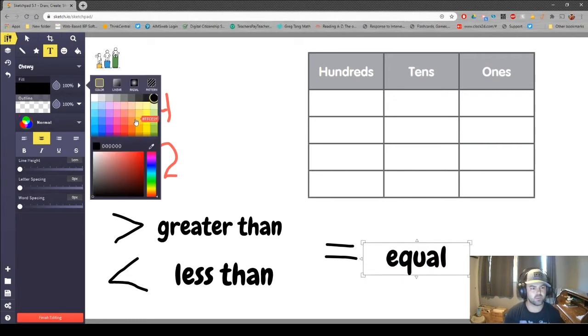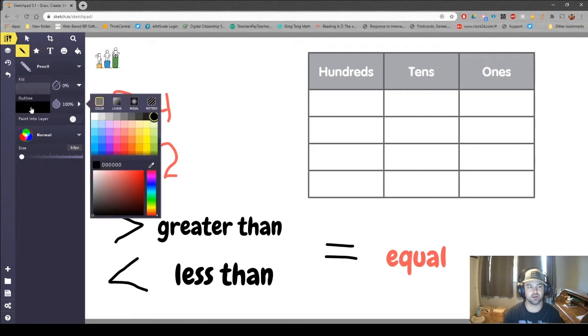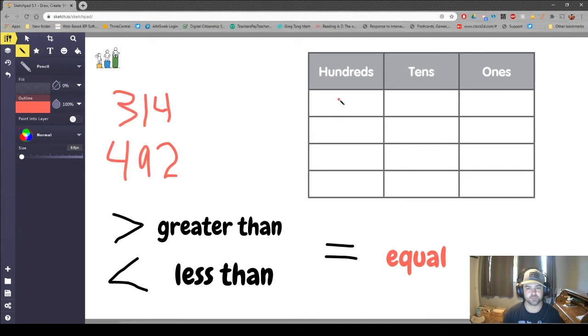All right. Now what we are going to do is take these two numbers that we have over here and put them in our hundreds chart. So let's go ahead and do that. So we have 314. 314 is made of 3 hundreds, 1 ten, and 4 ones, and 492 is made of 4 hundreds, 9 tens, and 2 ones. So now, how do you think we figure out how they are greater than, less than, or equal to?